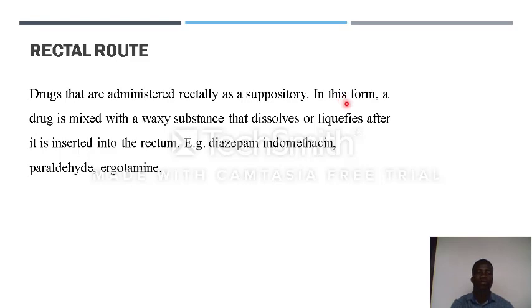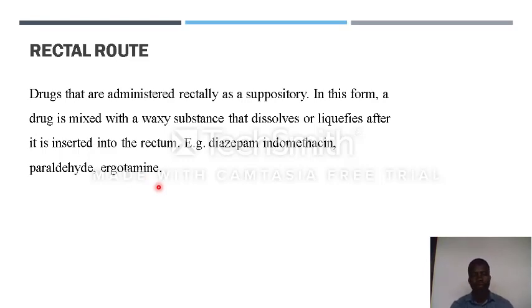So, drugs that are administered rectally as a suppository. In this form, a drug is mixed with a waxy substance that dissolves or liquefies after it is inserted into the rectum. Examples are diazepam, indomethacin, pyrrolidine, and ergotamine.